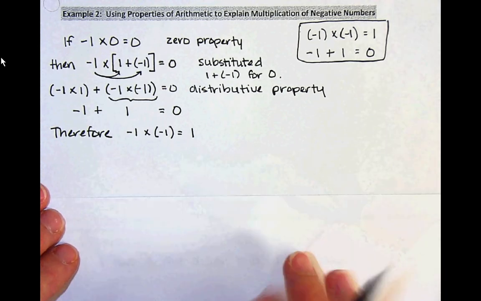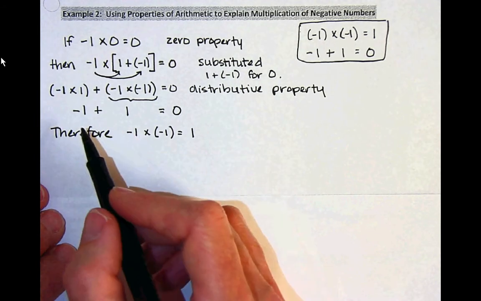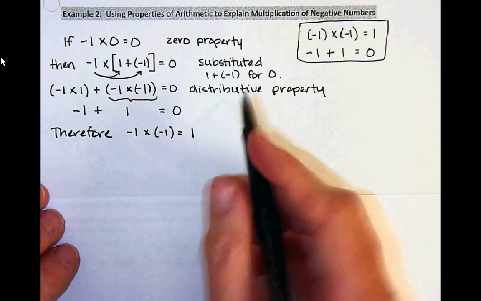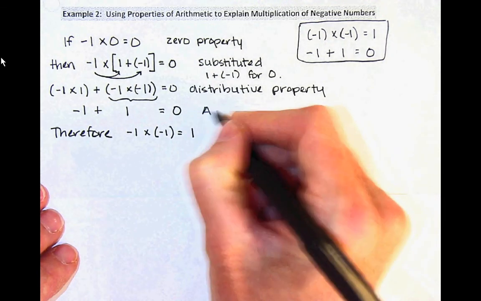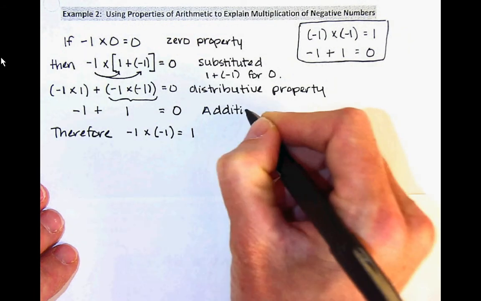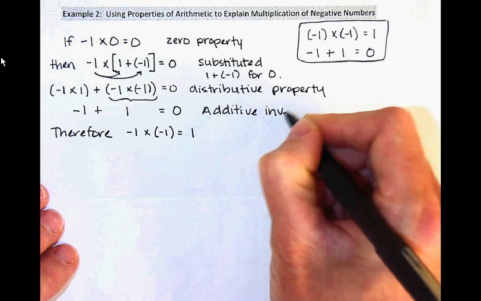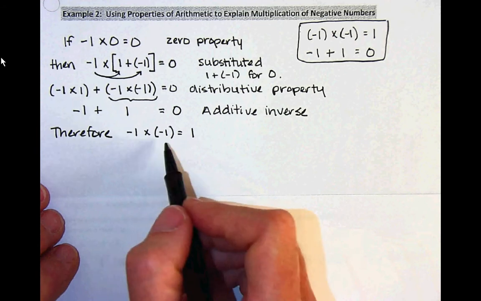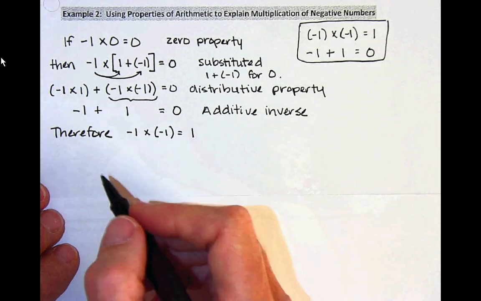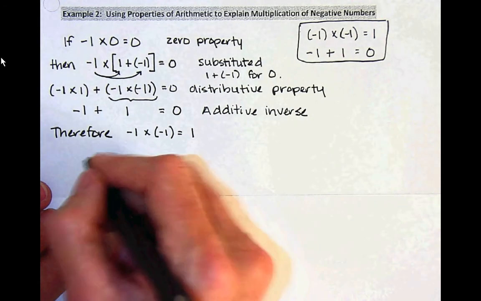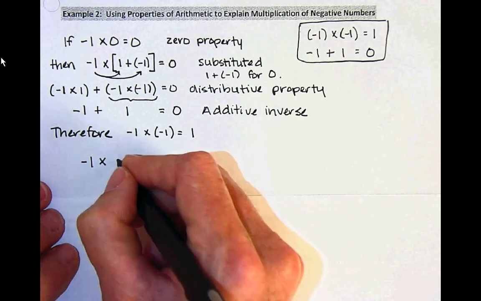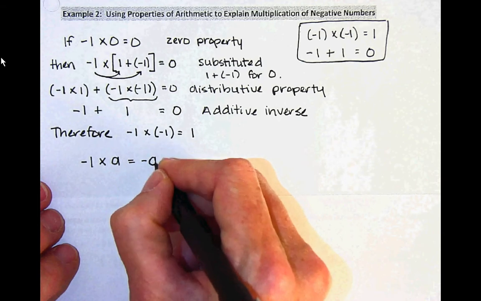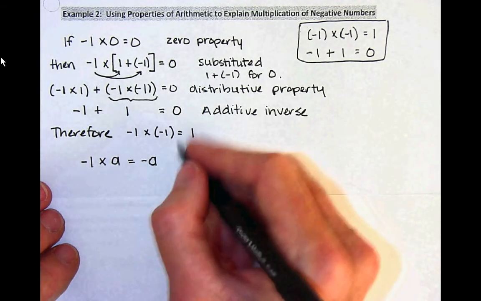All right, so since negative 1 and the quantity of negative 1 times negative 1 have a sum of 0, they are the additive inverse of each other. So that's what we'll put here, additive inverse. That means we can conclude that negative 1 times negative 1 is 0. And we can also use that to show that negative 1 times any number, we'll call it a, is going to be equal to the opposite of a for any integer.